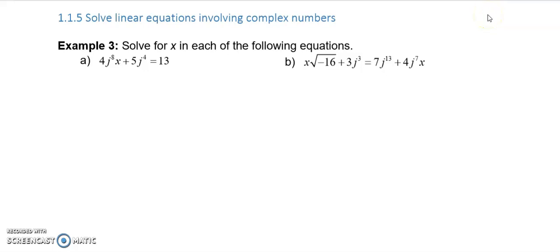Welcome back to our next lesson in complex numbers. What we're going to look at today is a relatively easy topic. It's called solving linear equations involving complex numbers.